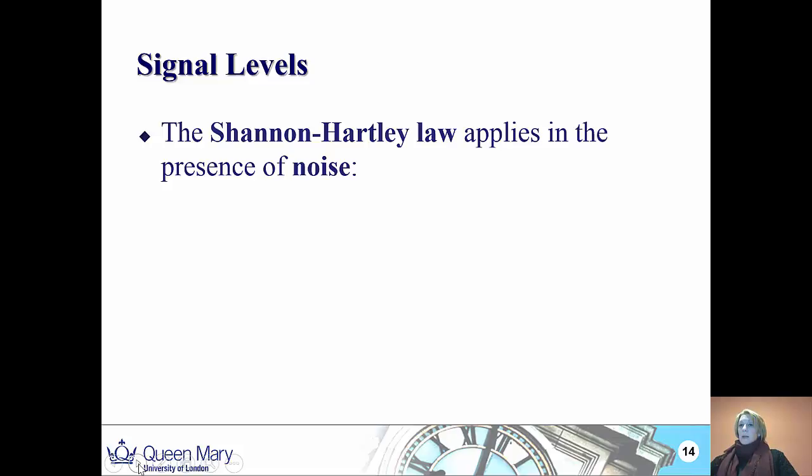So the Shannon-Hartley law applies in the presence of noise. So whenever we have an expression which includes some noise, we will be using the Shannon-Hartley law, and that's calculated based on the bandwidth and the signal to noise ratio.